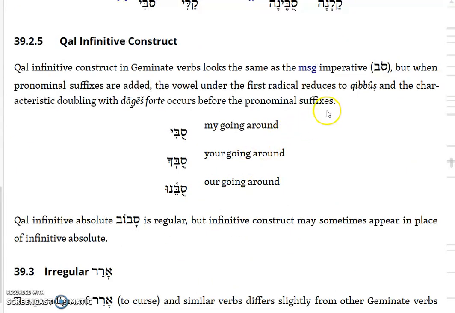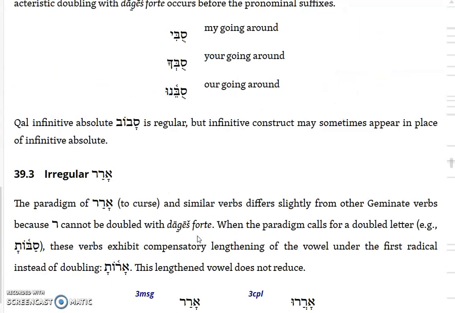Infinitive constructs would be the same as the imperative sov, but when you add suffixes, it goes from the O to the U. Again, O's and U's interchange in Hebrew relatively easily. So you get subi, my going around, and subaka, your going around. The Qal infinitive absolute, savov, happens to be regular, though the infinitive construct may sometimes appear in place of the infinitive absolute.